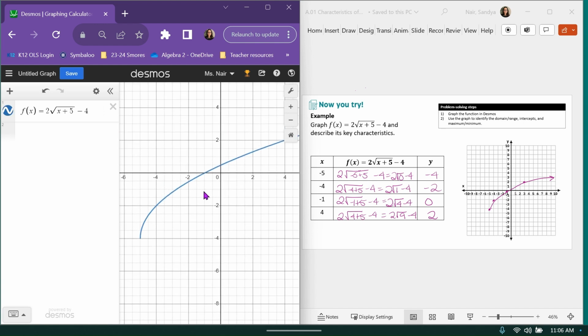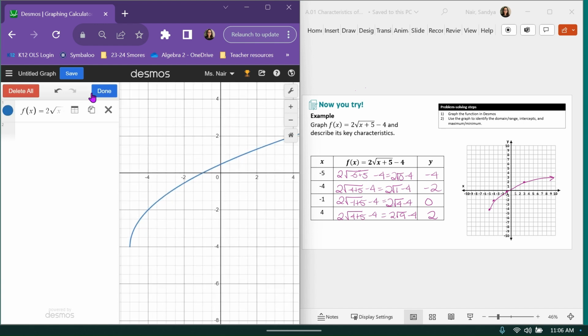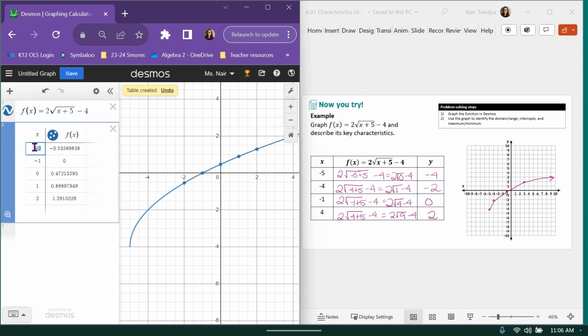So this is what the graph is supposed to look like. And then if we click here, we can get the table. I'm going to need to type in some values because it doesn't have them all on here. So I need -5, I need a -4, I need a -1, and then I also need a value of 4. Okay, so that's how we get all these points that we can use to create the graph over here.